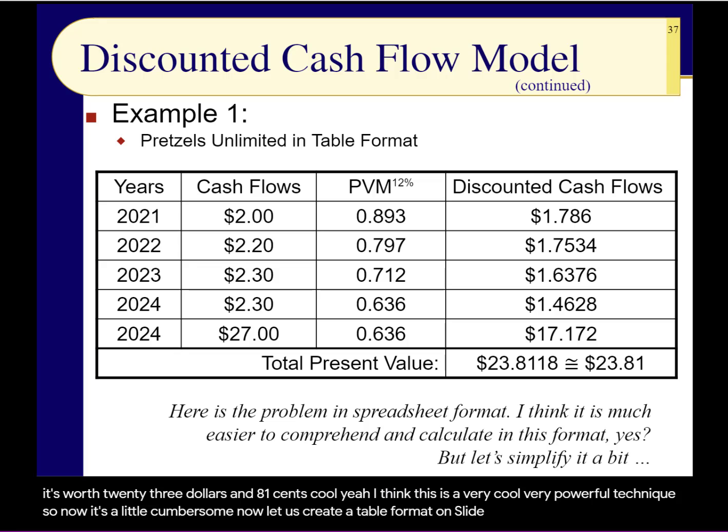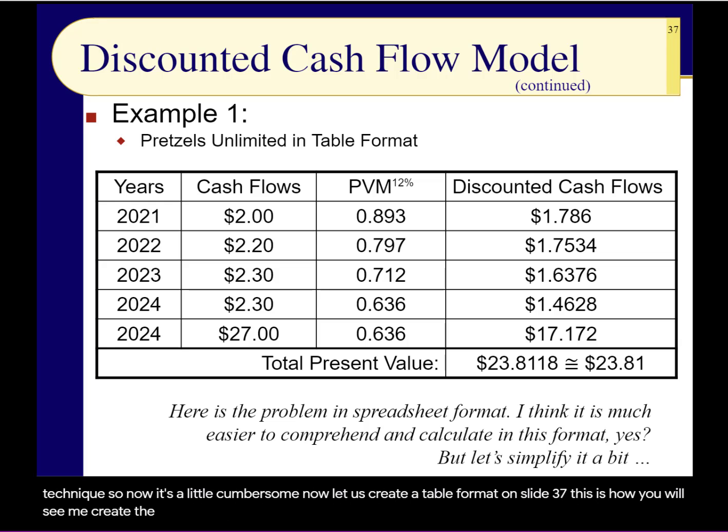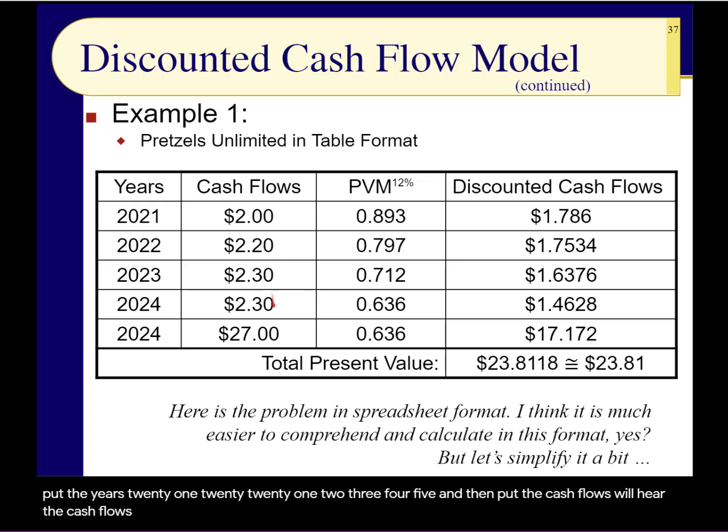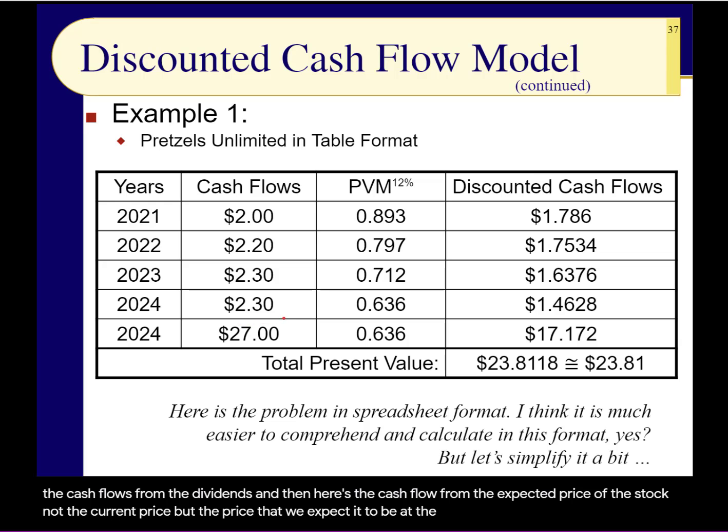On slide 37, this is how you will see me create the problems on the worksheets and the like, because I just think it makes life a lot easier. Put the years, 2021, 2, 3, 4, 5, and then put the cash flows. Here are the cash flows from the dividends, and then here's the cash flow from the expected price of the stock. Not the current price, but the price that we expect it to be at the end of 2024. There are all the present value multipliers.